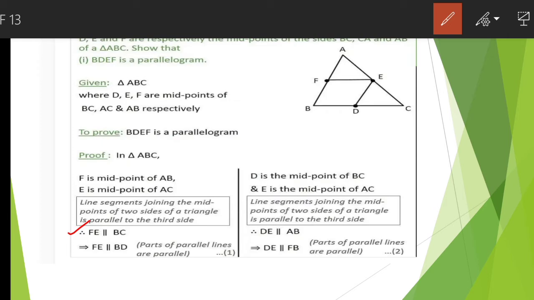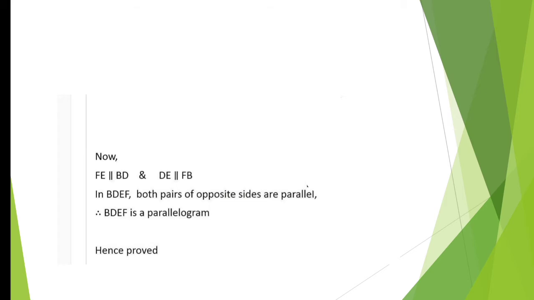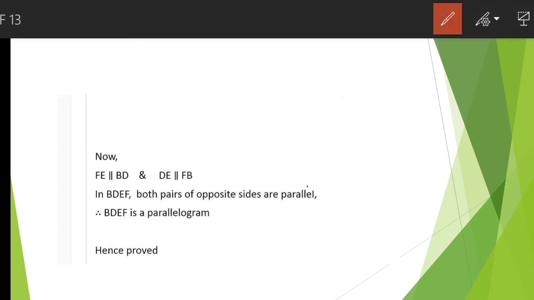Similarly, D is the midpoint of BC and E is the midpoint of AC. So using the midpoint theorem, we can say DE is parallel to AB. That means DE is parallel to FB, as FB or BF is a part of the line AB. So from equation 1 and equation 2, we can say EF is parallel to BD and DE is parallel to FB. Since both pairs of opposite sides of BDEF are parallel, we can say that it is a parallelogram.